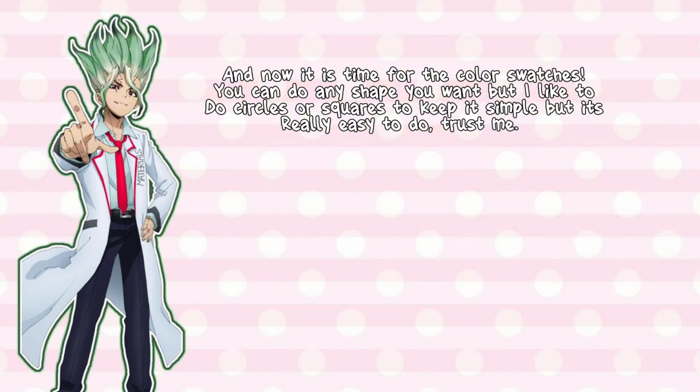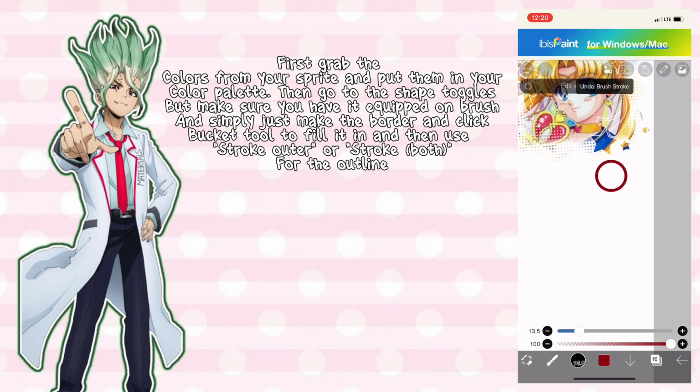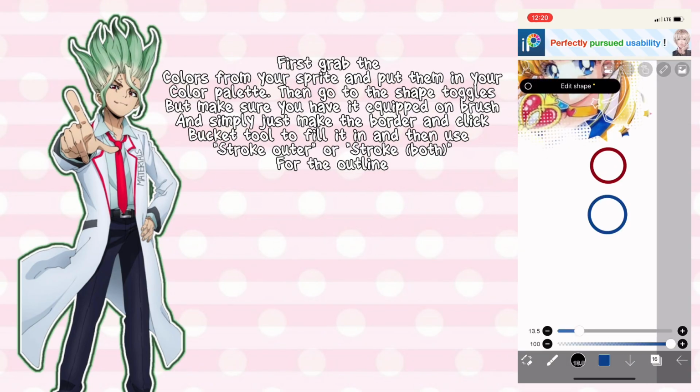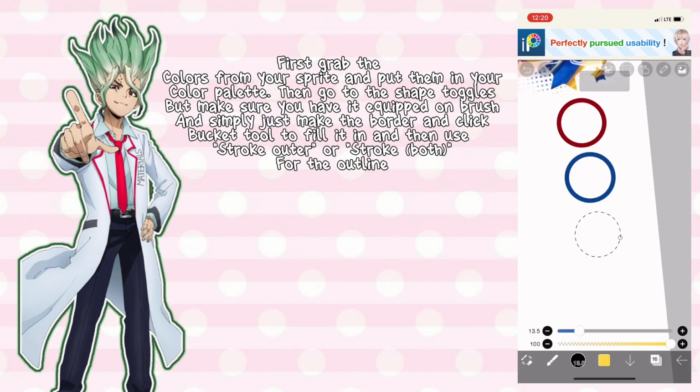And now it is time for the color swatches. You can do any shape you want, but I like to do circles or squares to keep it simple, but it's really easy to do, trust me. First, grab the colors from your sprite and put them in your color palette. Then go to the shape toggles, but make sure you have it equipped on brush, and simply make the border and click bucket tool to fill it in, and then use stroke outer or stroke both for the outline.